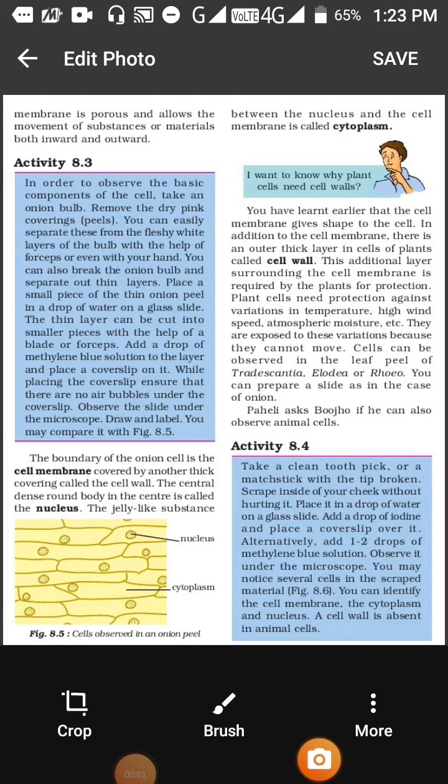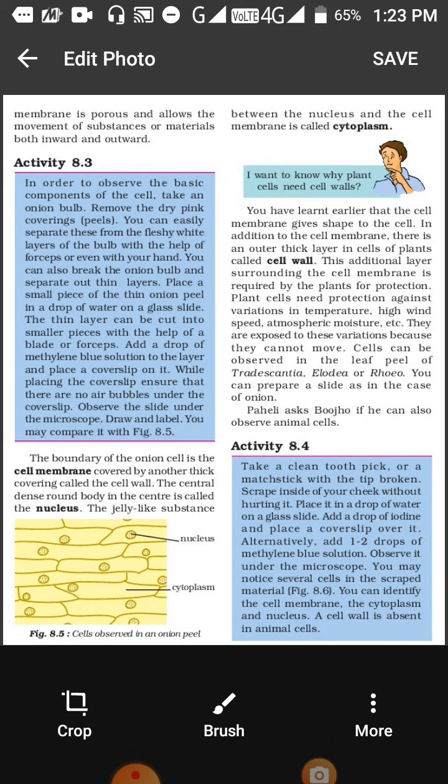Now, outside every cell there is a cell membrane. The boundary of the onion cell, if we see in activity 8.3, shows that if the skin of an onion is seen under a microscope, we will see that the outermost layer, which is the cell membrane, is present in the onion cell also. This cell membrane is covered by another thick covering, we will read about it, which is called the cell wall.